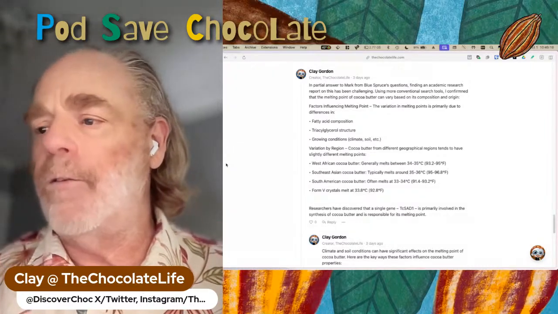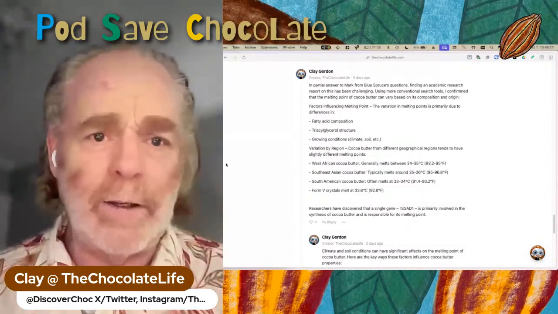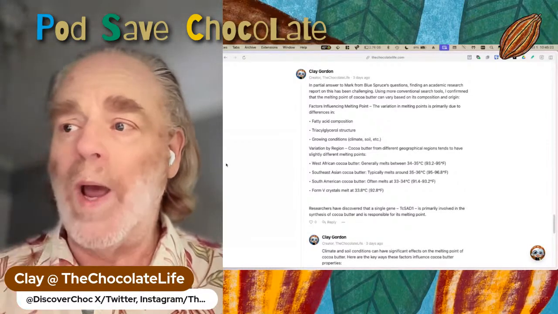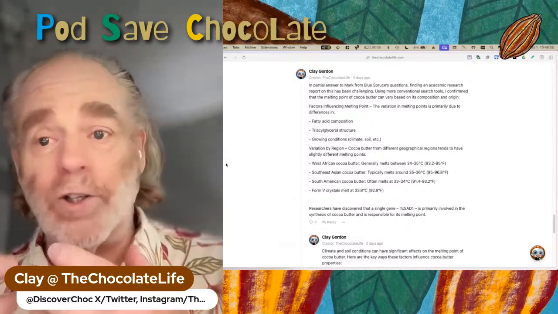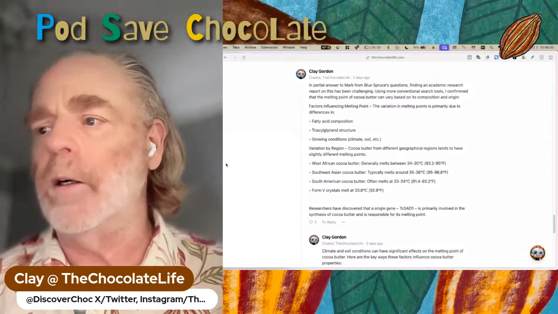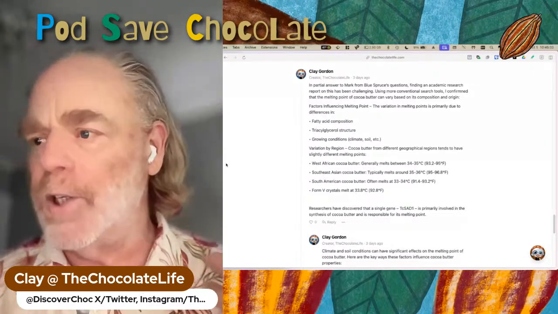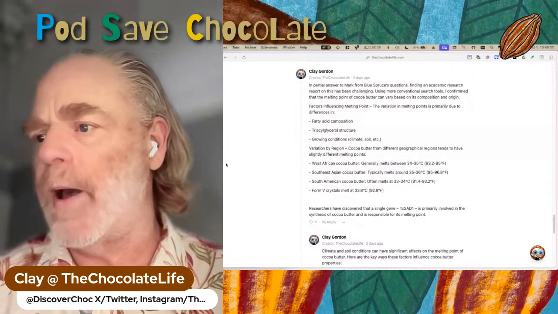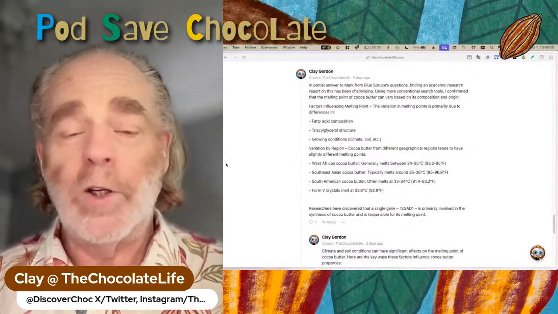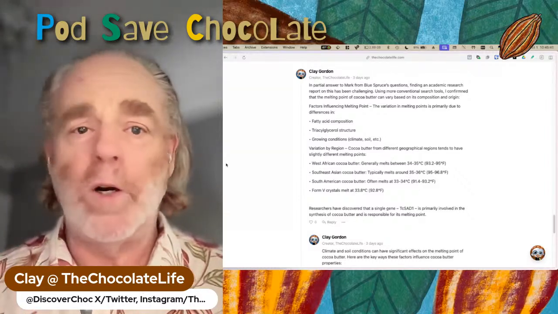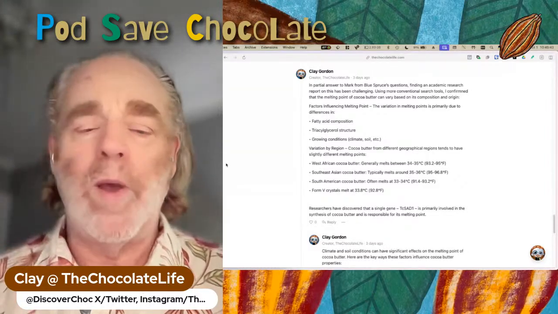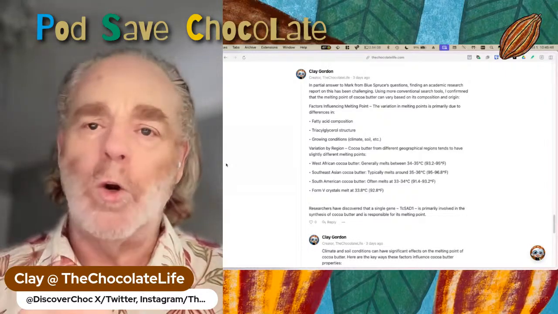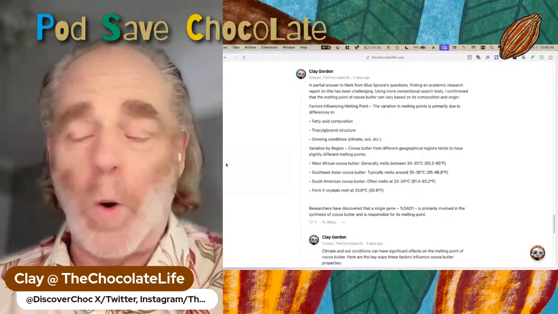The first comment is a high level understanding of what technical factors influence the melting point of a cocoa butter. They include the fatty acid composition, the triglyceride structure, or triacylglycerol structure, which is a better way of thinking about it, and the growing conditions. You can have the same genetics growing in different parts of the world, and you will end up with a fatty acid composition and structure which will lead to a different melting point.